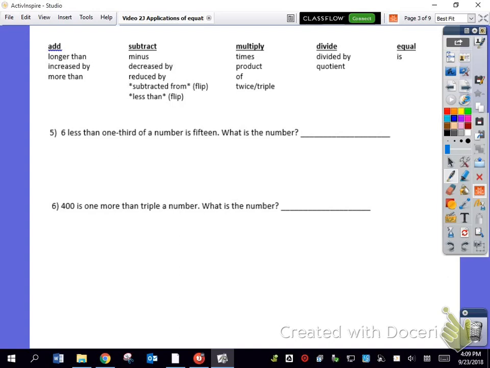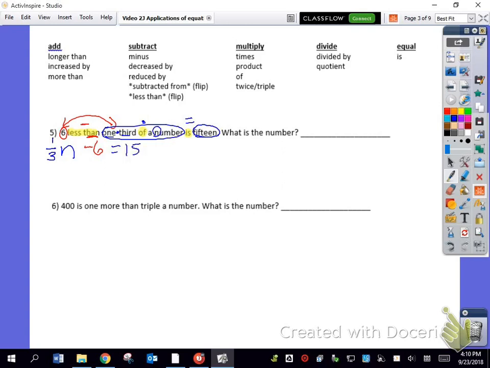On number 5, some key words you've got here: 6 less than 1/3 of a number is 15. Less than means you've got to switch. Less is minus, so you've got minus 6. Then you've got this 1/3. Anytime you see "of" with a fraction, that is going to be times. So 1/3 times n. All that goes together: 1/3 n minus 6 is your equal sign, and then you've got 15.